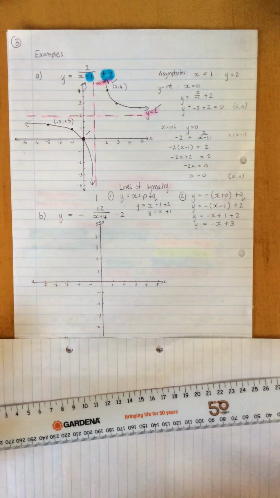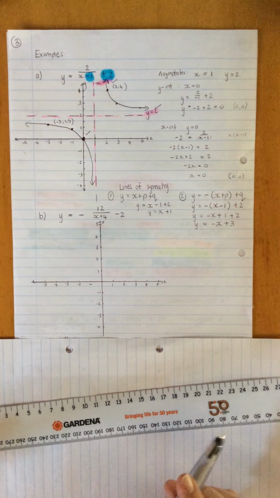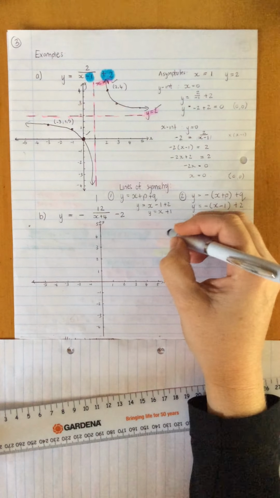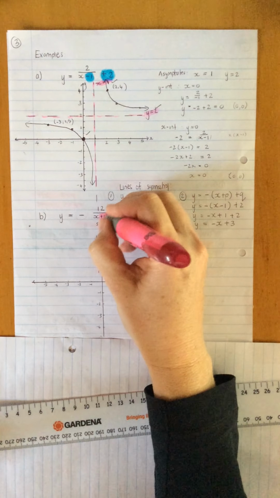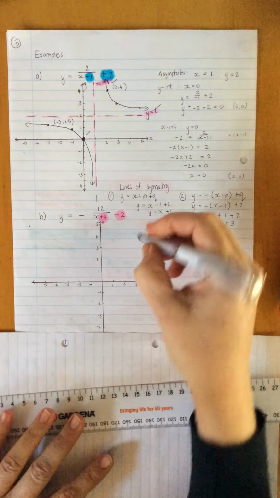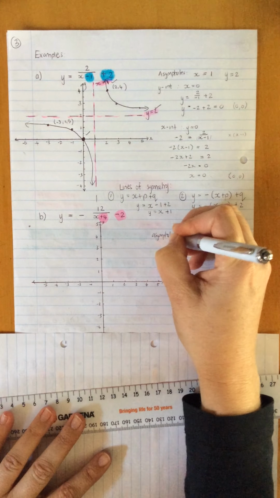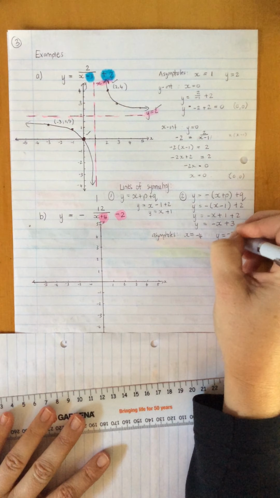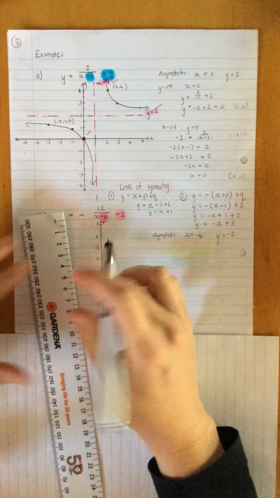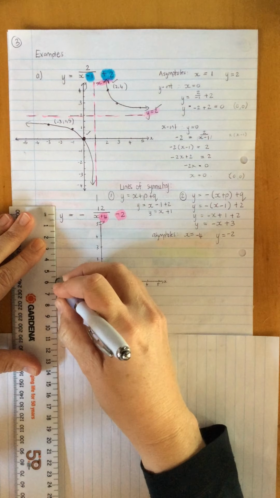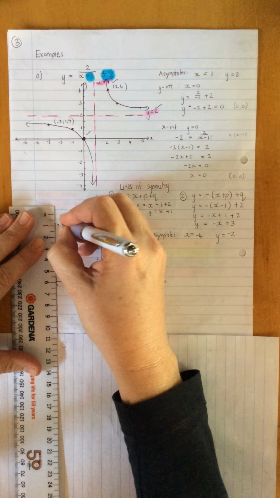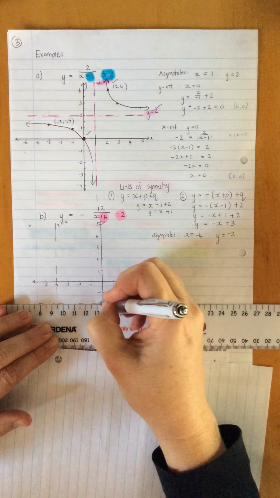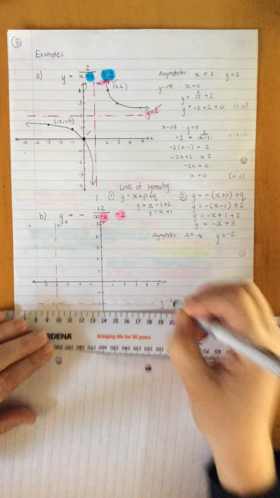Okay, now for the second example, please try this one before you look at my work so that you can correlate. Now I see there's a negative, so I know it's going to be in the second and the fourth quadrant. And I can identify my asymptotes. So at minus 4, I am going to have an asymptote x equal to minus 4, and at y equals negative 2, I'm going to have a graph.